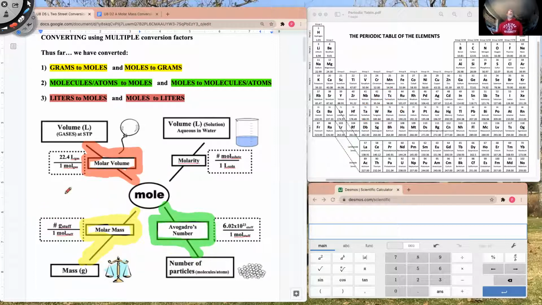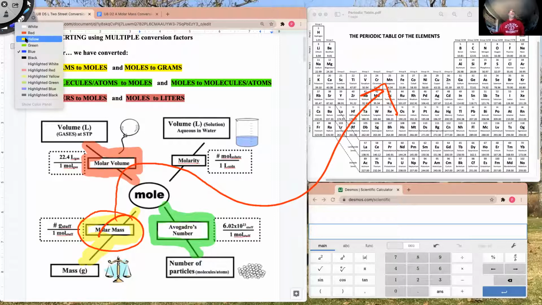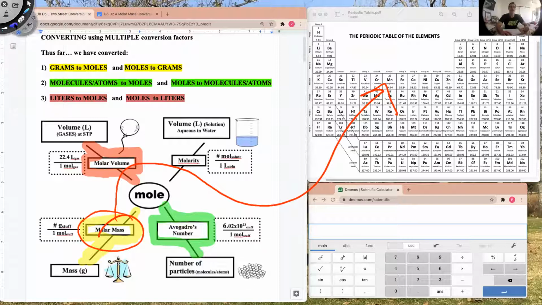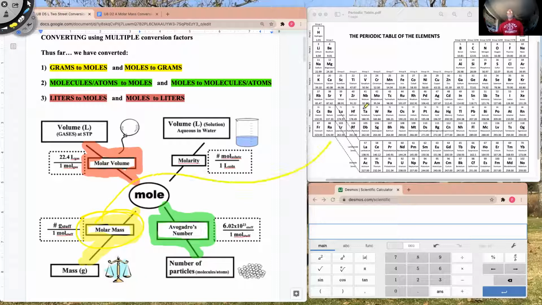Let me do that again. Molar mass, we are going to get from the periodic table. And then the next one, I'll put this one in blue for us. Actually, let me put it in green. Let me just start over here. Maybe I will use yellow on this one. All right, yellow. That doesn't work well, but that's all right. So the molar mass uses the periodic table. And then Avogadro's number, ladies and gentlemen, is right here.